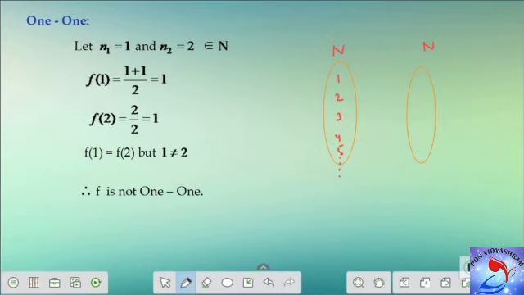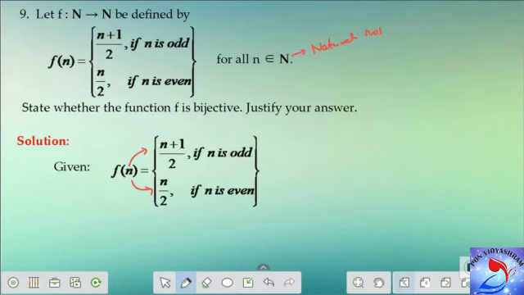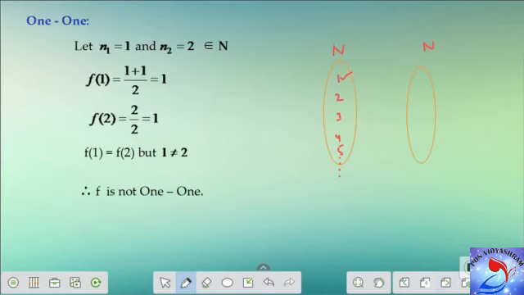Now if I take n as 1 here, we know this 1 is nothing but an odd number. As per the definition of the function, if n is odd, it takes the value (n+1)/2. So when n is 1, which is odd, we have (n+1)/2 as per the definition, and this is equal to 2/2, and that gives us 1. So 1 from the first set is mapped to the element 1 in the second set.